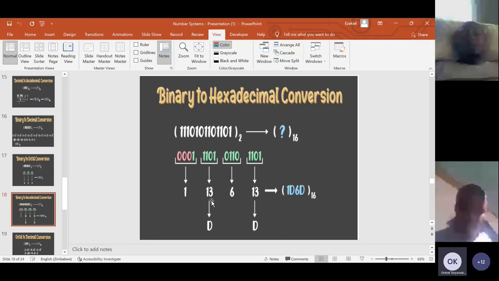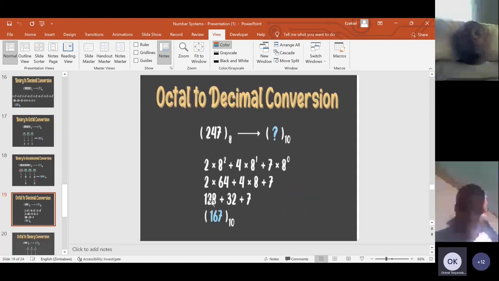So for binary to octal, you have to group them in a set of three. For binary to hexadecimal, you have to group them in a set of what? Of four. Then you do the same manipulation on converting it to its decimal equivalent value. Then on octal, hello?